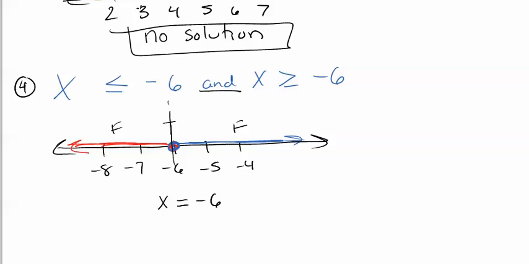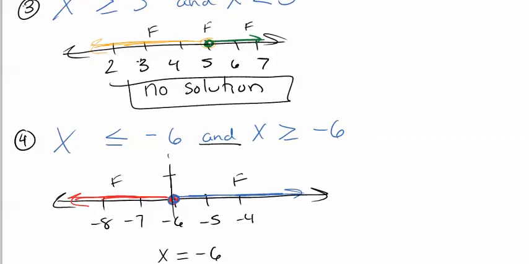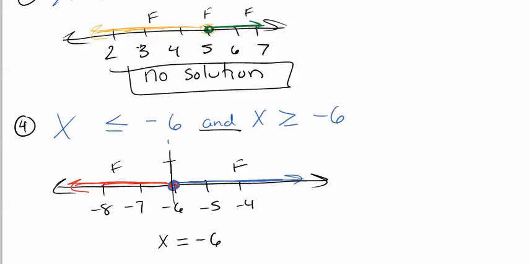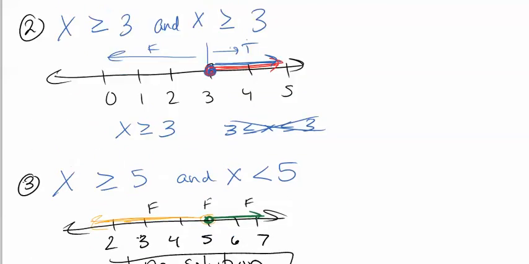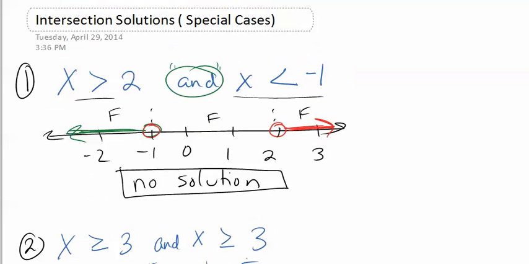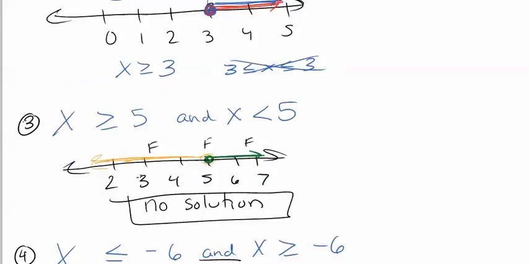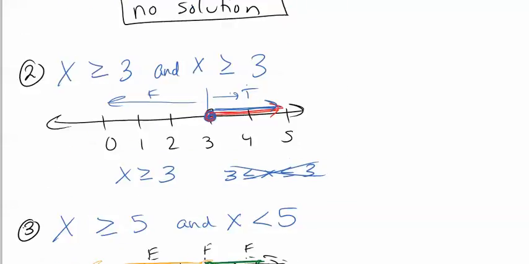Okay, so that's a special case because it's only equal to that one value of -6, not -6.1, not -5.999. It's just -6. That's the only thing that satisfies both inequalities. So these are all special cases, and when you see these, just know that something is going on with your inequality that is causing it to be a special case.